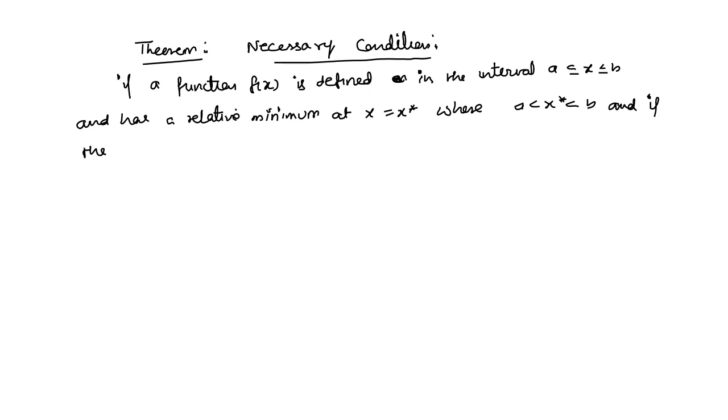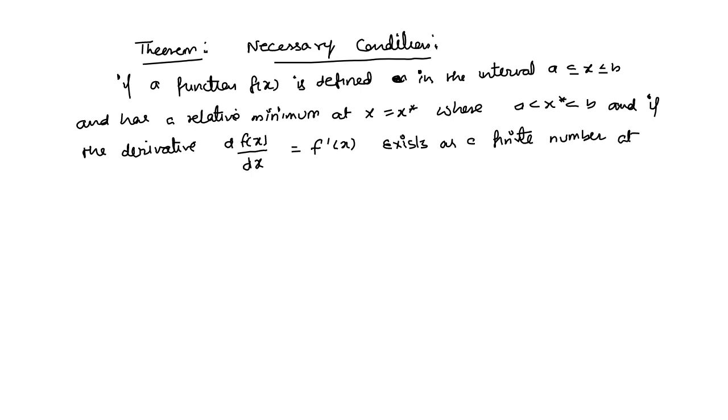the derivative d f(x) upon dx, equal to f dash x, exists as a finite number at x equal to x star, then f dash x star is equal to 0. You can understand the statement.